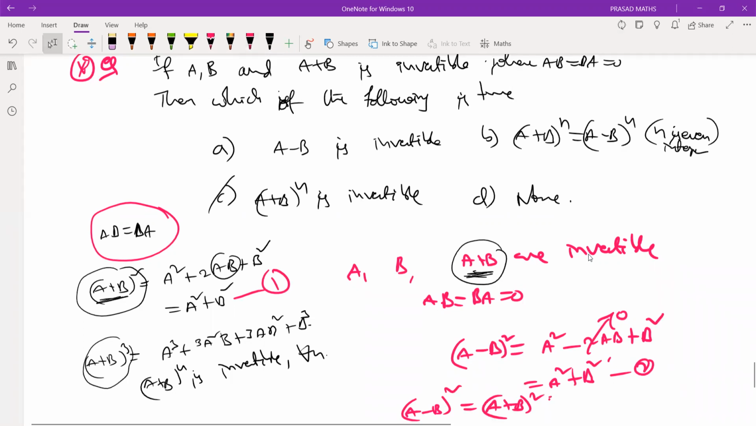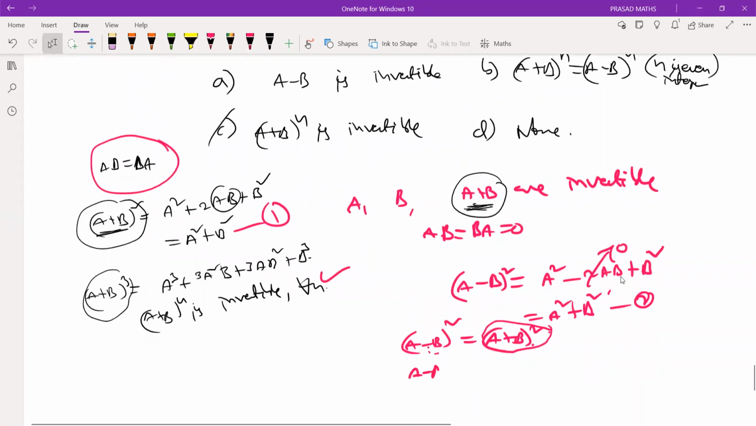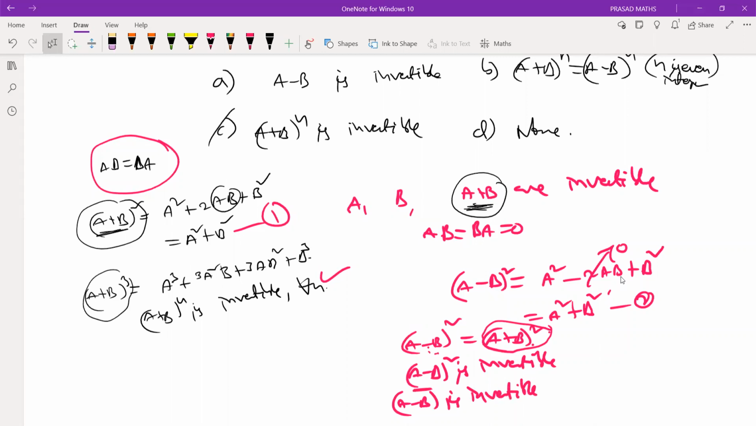The right side is invertible, we have seen just now. This is true for every n. Right side is invertible means what? Left side is invertible. Yes or no? Therefore, (A minus B) whole square is invertible. Once (A minus B) whole square is invertible, of course each individual is invertible, as I just told you. Therefore, A minus B is invertible. Is it right? A minus B is invertible.